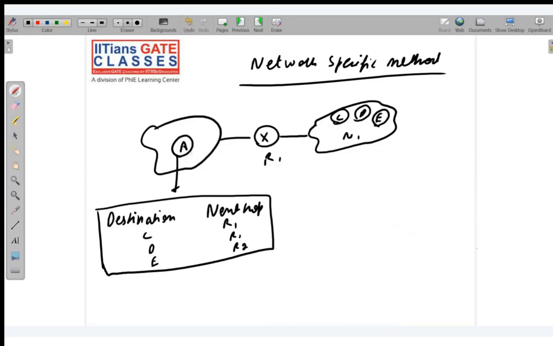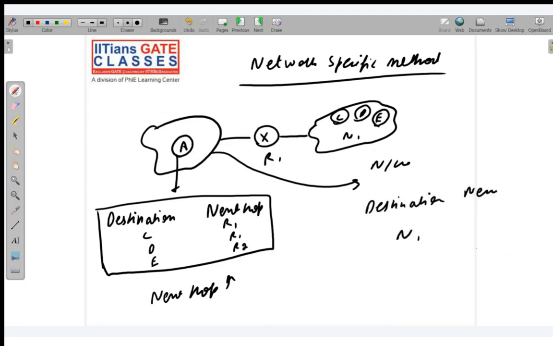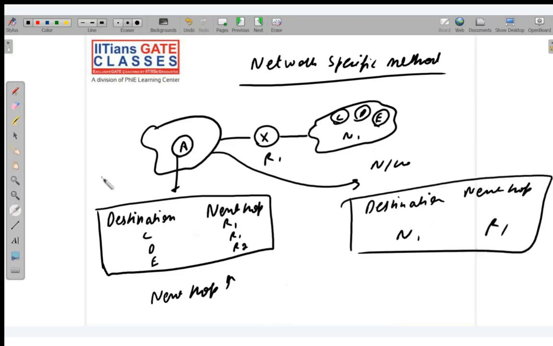So now, this is according to the next hop method, but now I am showing you the network specific method. Computer A will make only one entry: destination N1, and next hop is R1. Only one entry. So if there were 1000 computers here, you will make only one entry, for the net ID. I told you this when I was discussing IP addressing and net ID. So this is according to the network specific method, a much more advanced version.